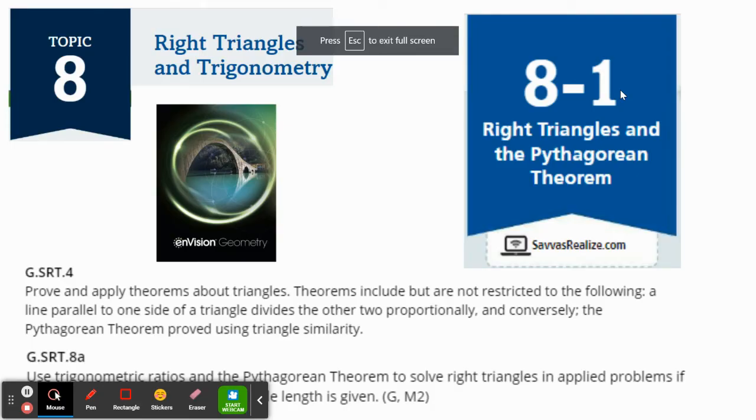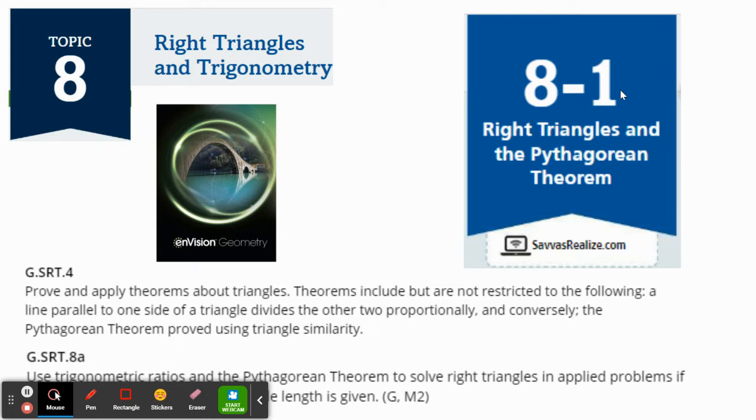Hello, geometry. Welcome to the start of topic 8 on right triangles and trigonometry, my absolute favorite topic of the year. I think it is most applicable to life. Right triangles are everywhere. Trigonometry is used everywhere. Pythagorean theorem is used everywhere. And let's start with Pythagorean theorem in lesson 8.1.